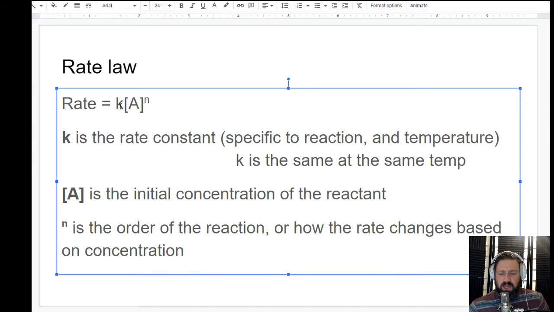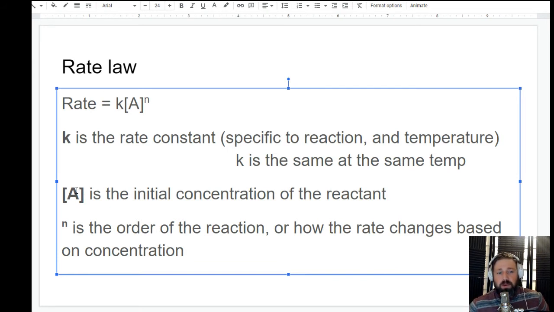This is kind of like epsilon when we're talking about Beer's law. It's just going to be a number which is specific to this reaction, and not only that, but we're also going to say it's specific to a temperature. So same temperature, same reaction, it's going to have the same k. All right, so there's that.